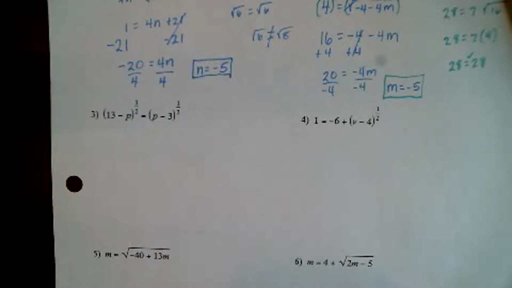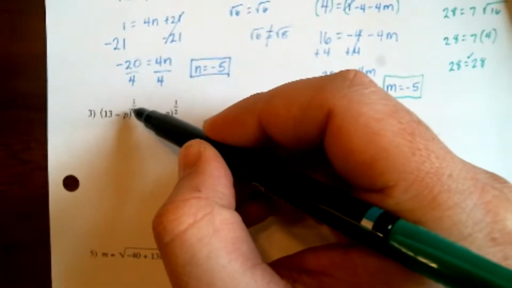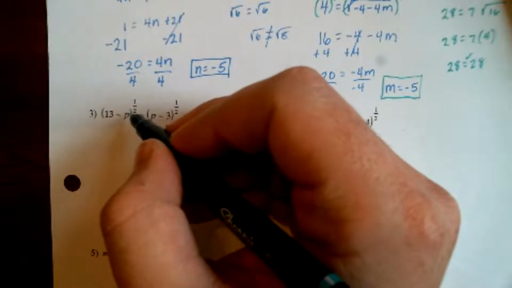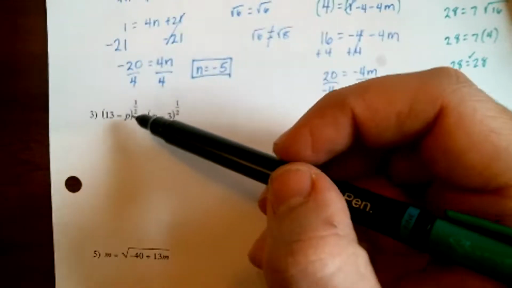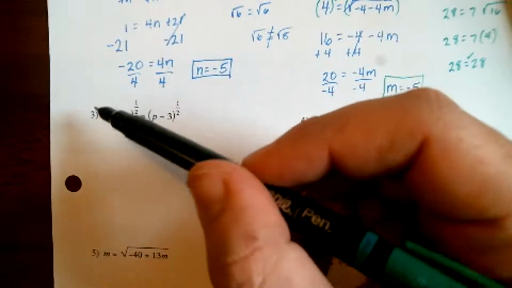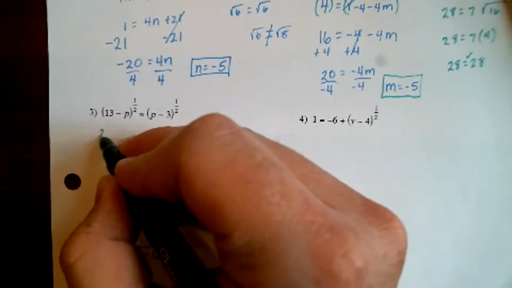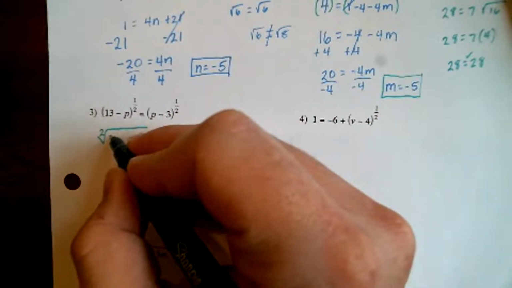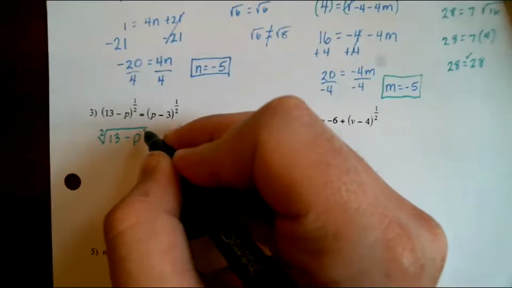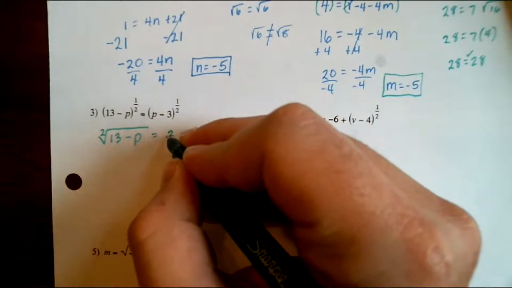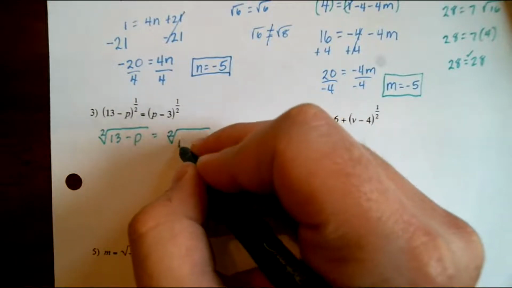Okay, make the index 2. So if you all remember, your denominator is your index. So basically, what Christina is saying, I think, is take it from exponential form to radical form. So it looked like this: the square root of 13 minus p, to the first power, which we don't have to put, equals the square root of p minus 3.